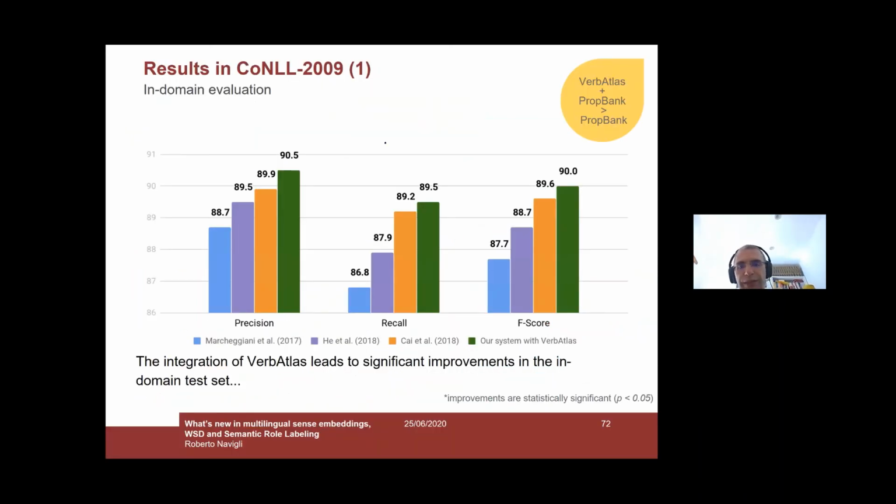And what we achieve is a considerable improvement in performance. So if we take the baseline, which is the system that uses PropBank to train on the CoNLL 2009 dataset for semantic role labeling on English here, we achieve, if we look at the F1 score, an improvement in F1 score, which is not that big, within the in-domain evaluation, but still statistically significant, because this is a quite large test set. And so this means that using Verb Atlas and PropBank is better than just using PropBank.